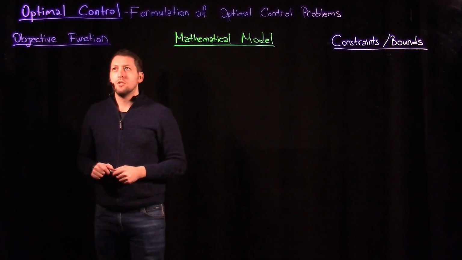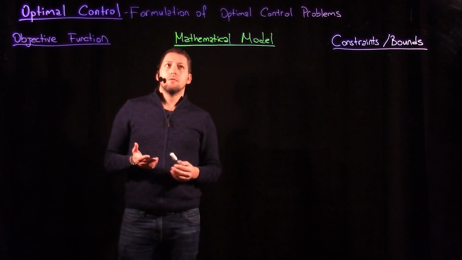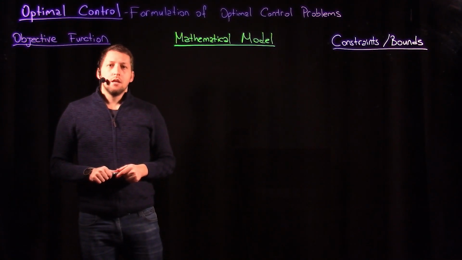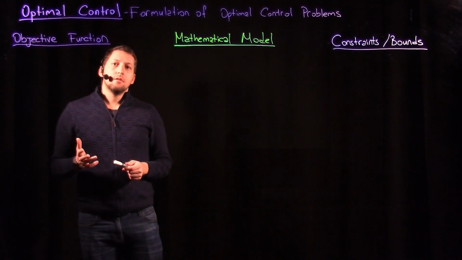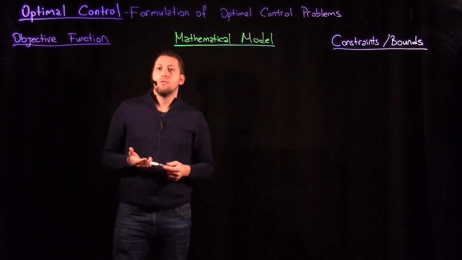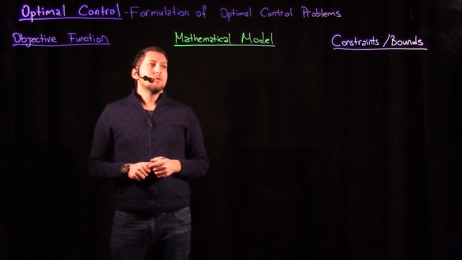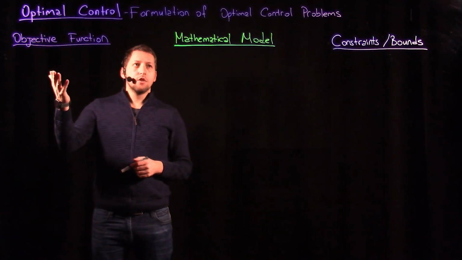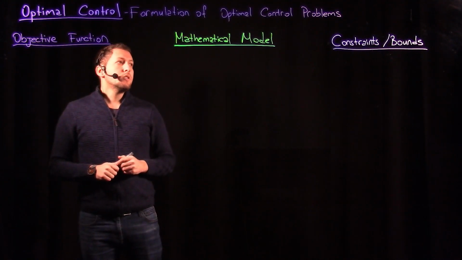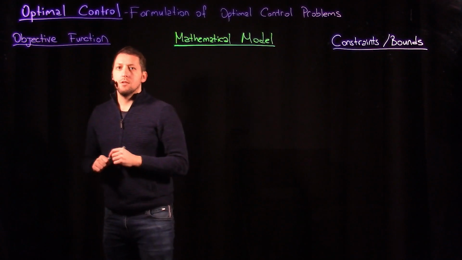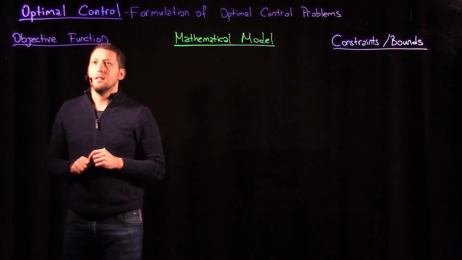In this part of our lecture, we are going to focus on how we can formulate the optimal control problems. Basically, there are three main components that you need in order to form a proper optimal control problem. These components could be named as the objective function, a mathematical model, and the constraints. I'm going to explain this in detail to you.